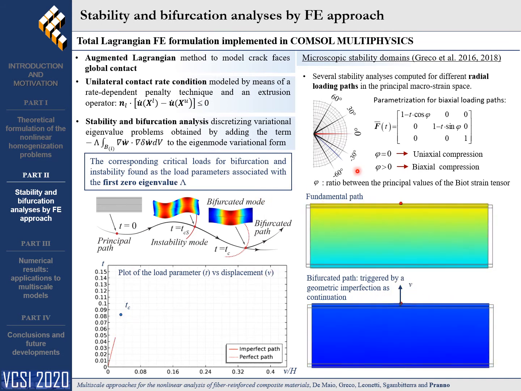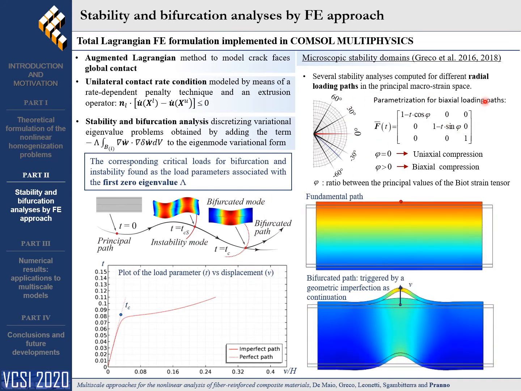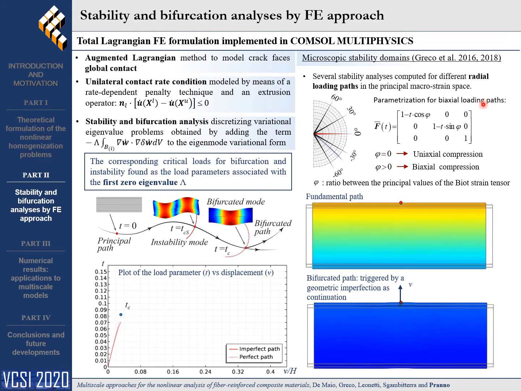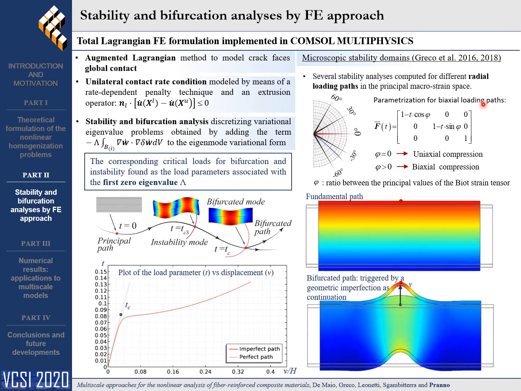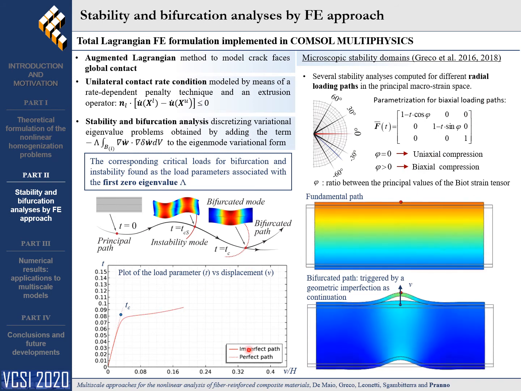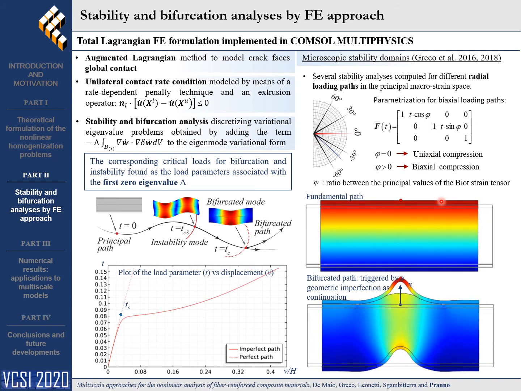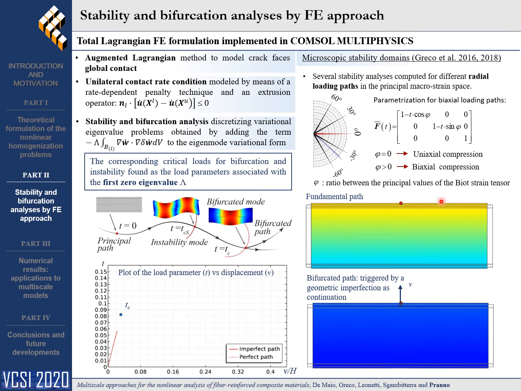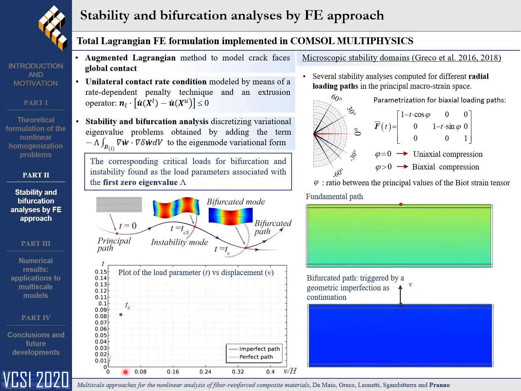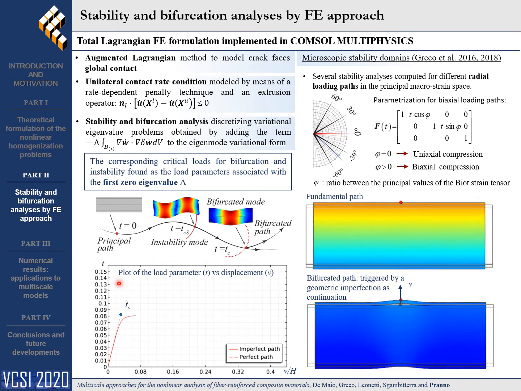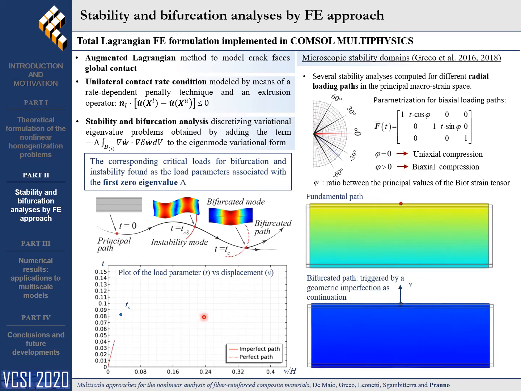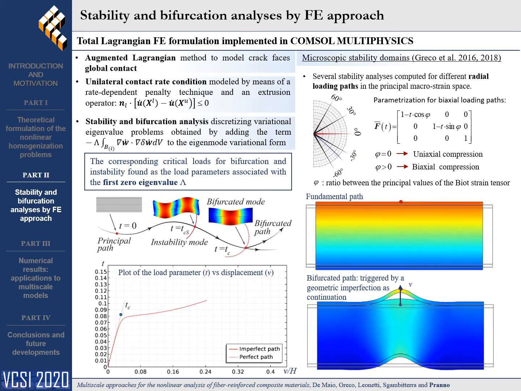This numerical procedure has also been used in recent works in which complete microscopic stability domains were obtained by means of several stability analyses computed for different radial loading paths in the principal macrostrain space. The animation shows a typical load parameter displacement response with the displacement measured as illustrated in the picture, in addition to the principal solution path. The response of the representative volume element containing a geometric imperfection triggering bifurcation by continuation of the principal path is plotted for the comparison.